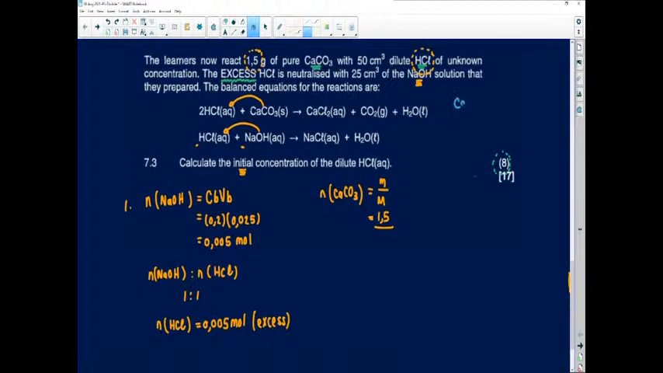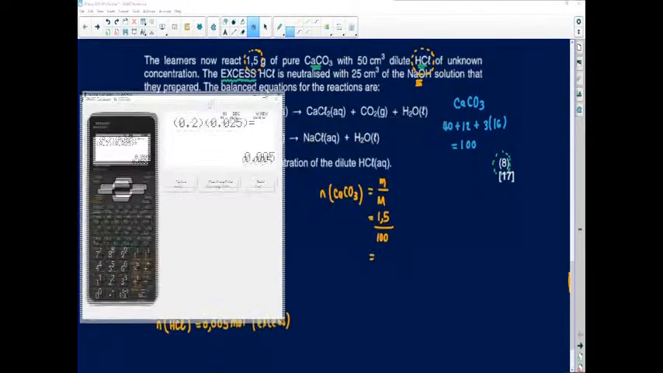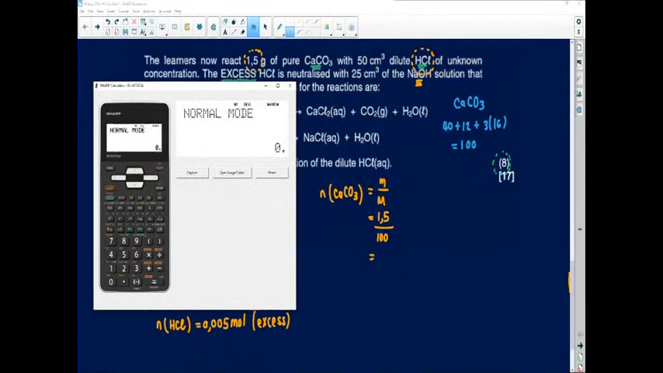If I have CaCO3, remember calcium will be 40 on the periodic table, plus carbon will be 12, plus I've got 3 oxygens, each with a mass of 16, and therefore I get 100 grams per mole. So my big M, which is my molar mass, is therefore 100. I'm going to put this in my calculator so I can find how many moles therefore reacted. I've got 1.5 and then I've got 100.